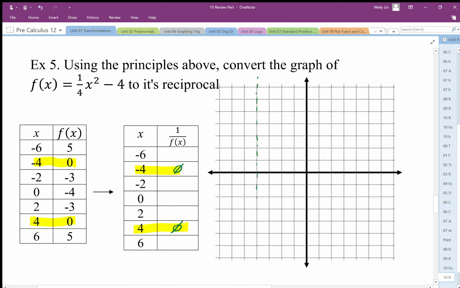So that's key. Whether it be in the table or on the graph, we want to make note of where that original function crosses 0. So I'll draw the original function in black. Those are the 0 points. We can sketch the rest of the original graph. It's a parabola.